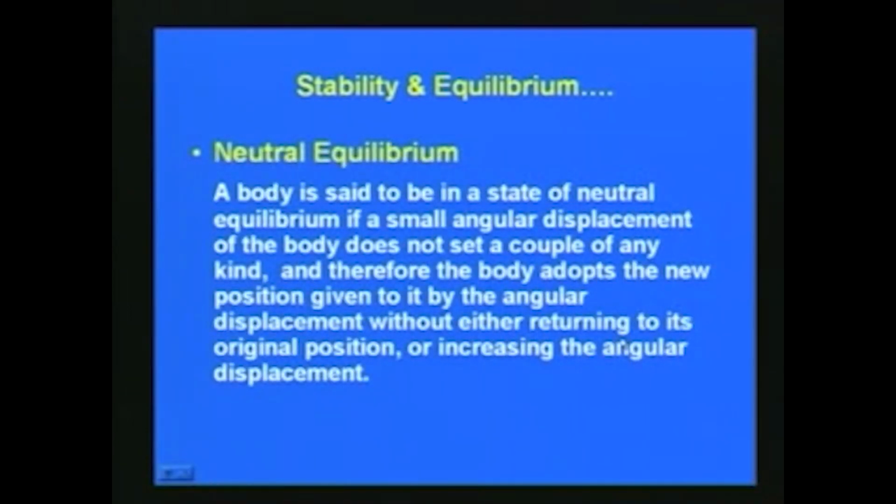The third category of stability and equilibrium is the neutral equilibrium. A body is said to be in a state of neutral equilibrium if a small angular displacement of the body does not set up a couple of any kind, and therefore the body adopts the new position given to it by the angular displacement, without either returning to its original position or increasing the angular displacement. So in this case, say a body is there, and when a small displacement is given, the body does not set up a couple of any kind, and the body adopts the new position given.